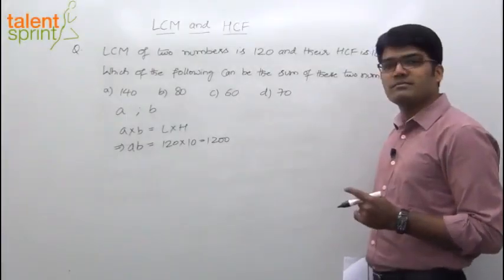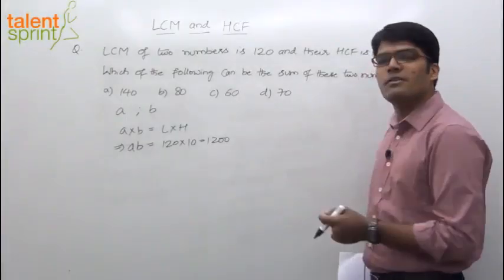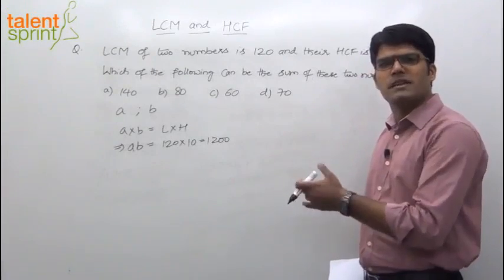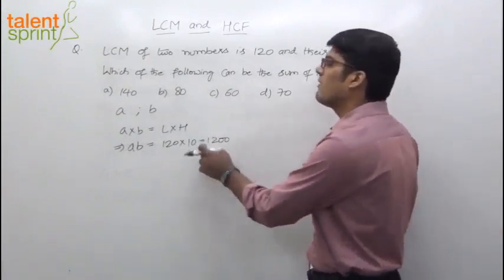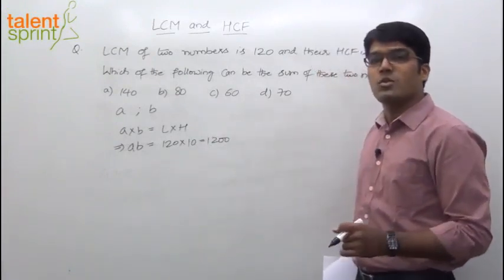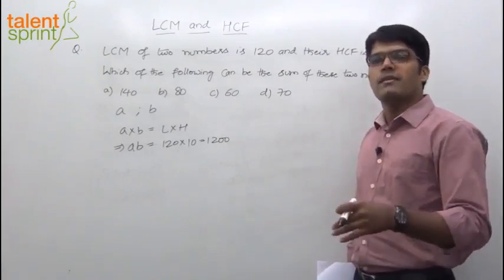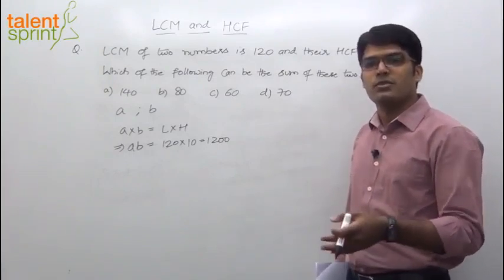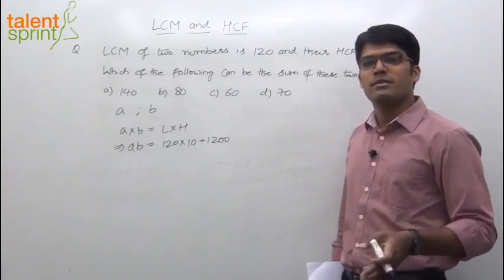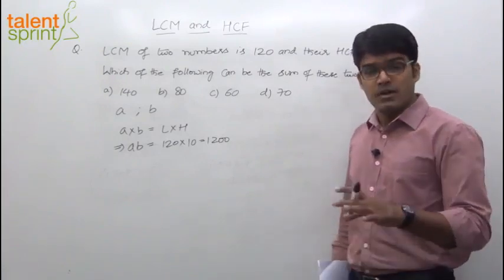Now you have to check what can be the possible values of A and B. The product is 1200, right? You have to factorize 1200. So what can be 1200? 1 into 1200, 2 into 600, 3 into 400, 4 into 300, 5 into 240 and so on. But we are not going to do all that.